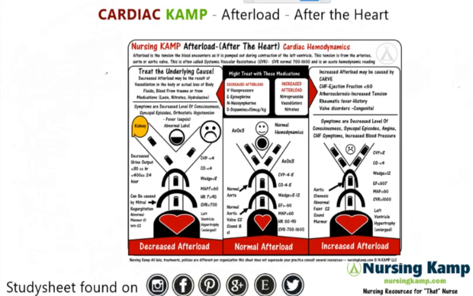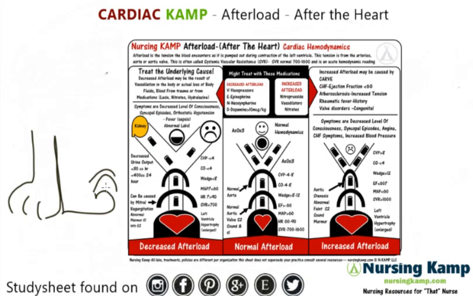All right, so what's the problem with afterload? It's after the heart and it's out in the body, in the fingers and toes, in the vasculature. So there's a problem out there. And when we're looking at that problem, what is that problem? Well, if there's a decreased afterload, and I always think of these kind of trucks when we're looking at volume, okay? Sometimes what can cause this is vasodilation when there's a decreased afterload.